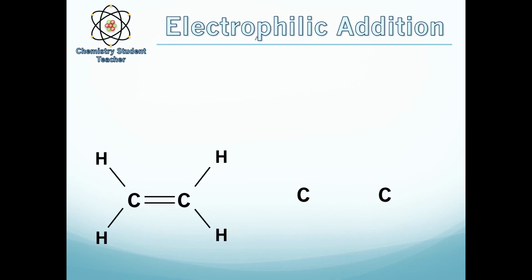Well, when we break the word down, philic means to like. Addition obviously means adding something in. Electro stands for electrons or sort of a negative charge. So what we gather from this is it's something that likes electrons or negative charge and it adds in.